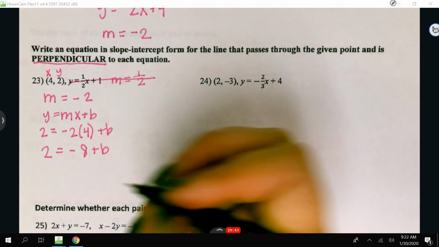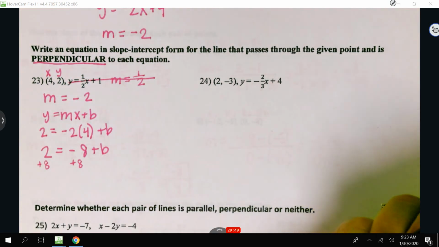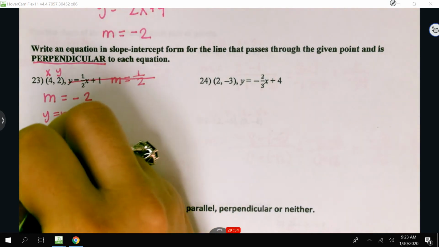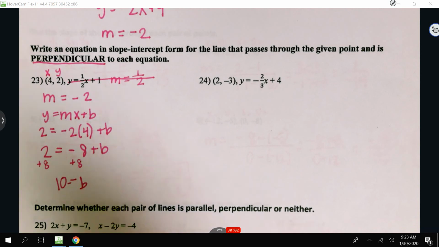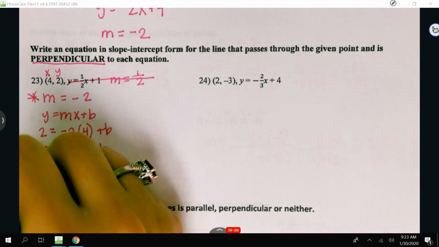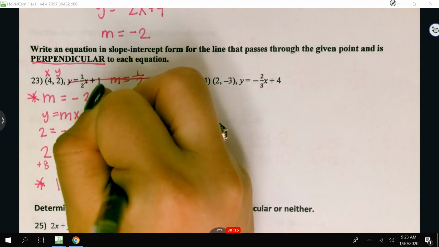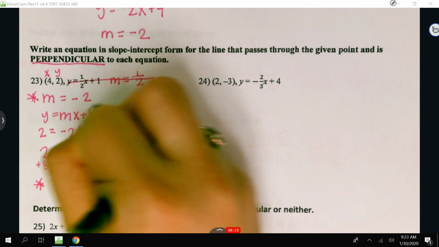All right, so what is b? Negative 6. Should be 10, because you're adding 8 to both sides, right? So b should be 10. So I know that my m is negative 2. My b is 10. So what would the equation of that perpendicular line be? Y equals negative 2x plus 10. That's your final answer.